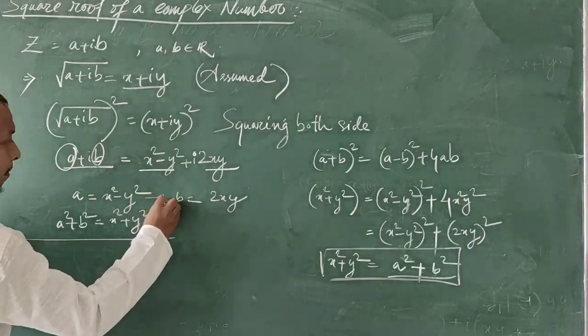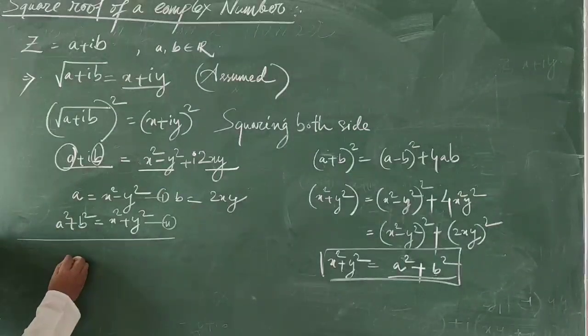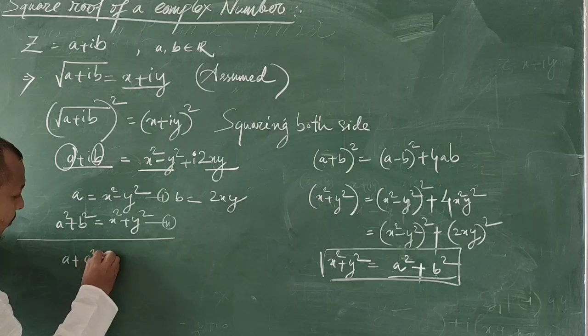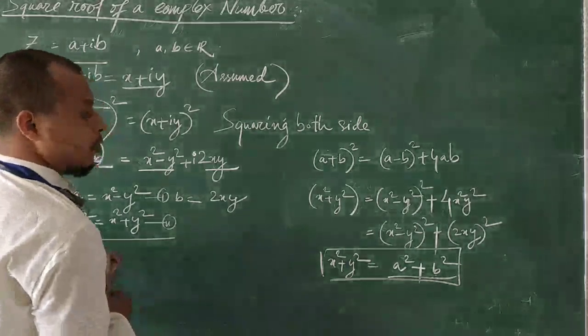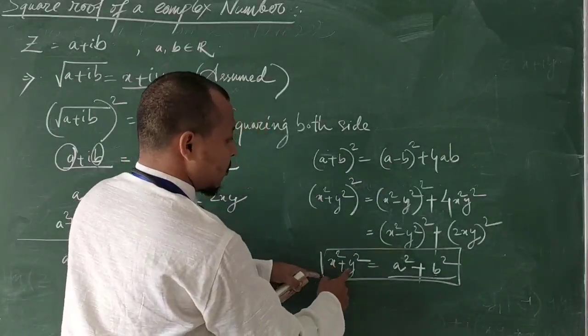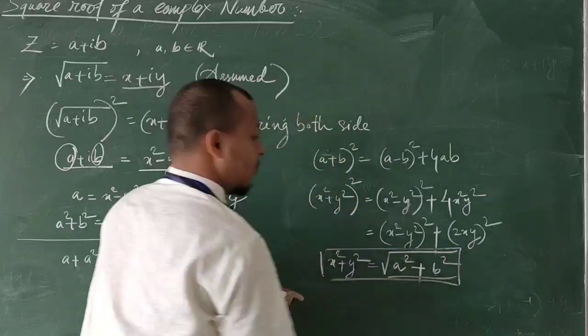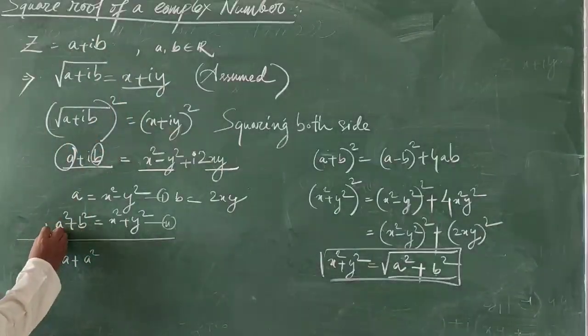Now suppose you add these. This is one equation and this is another equation. Now you add this one, you will get a plus the square root. No, this is square, okay? This is square. So x² + y² is the square root of this one. Okay, this is the answer.